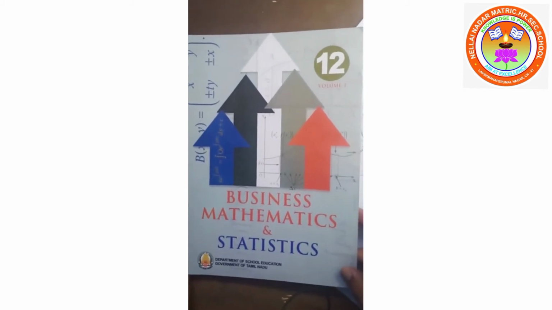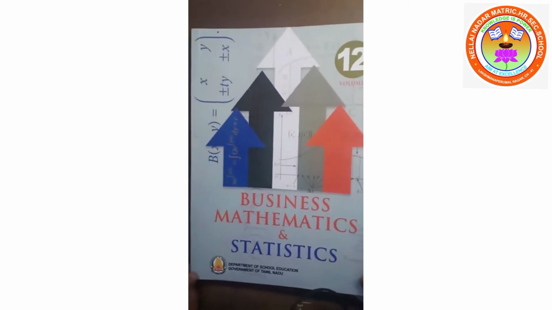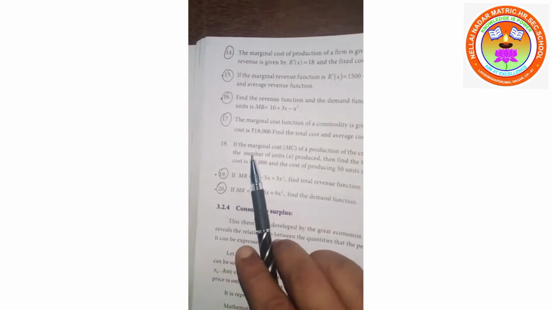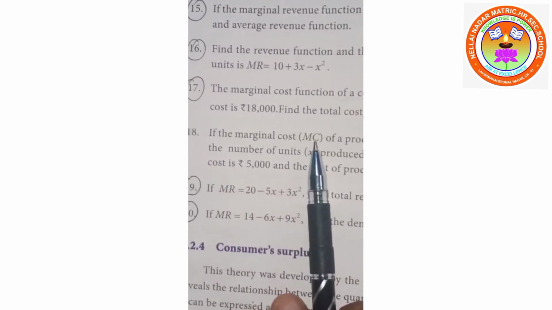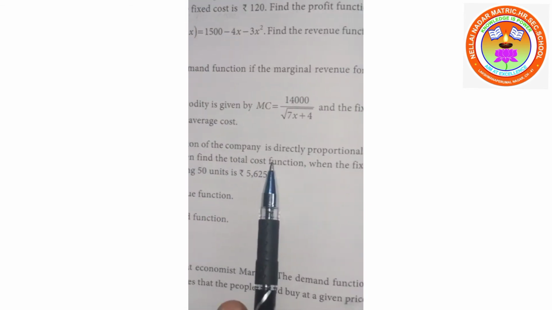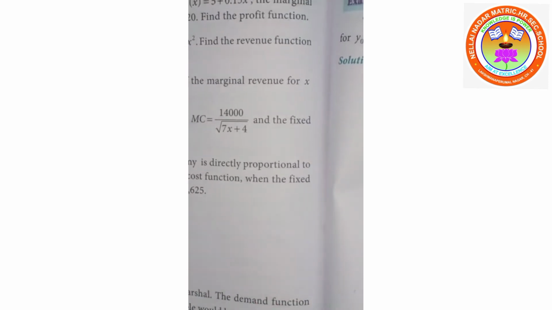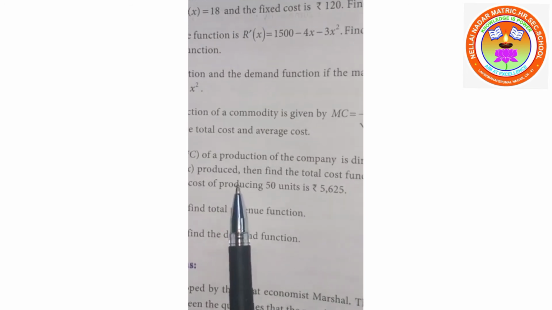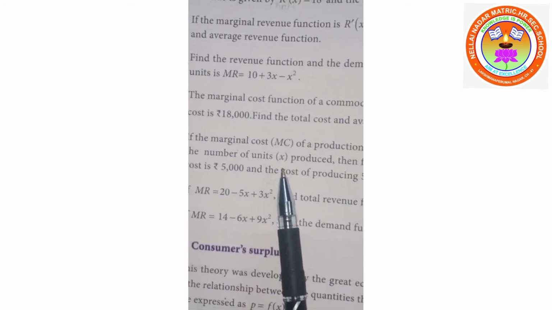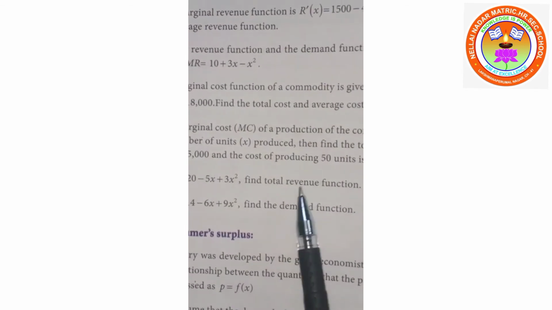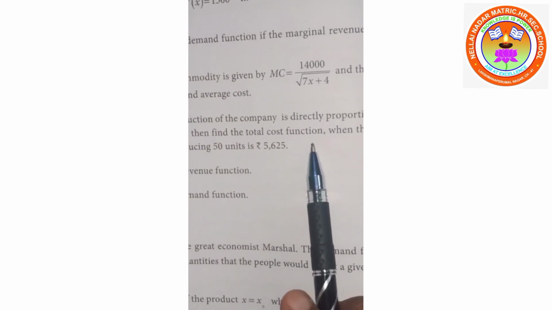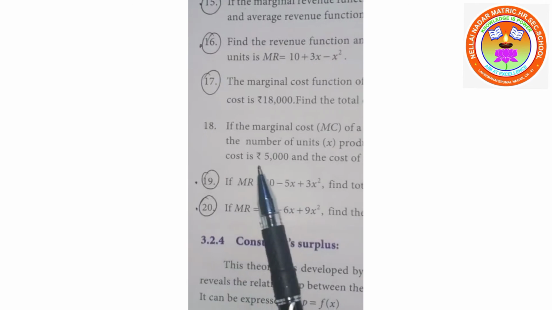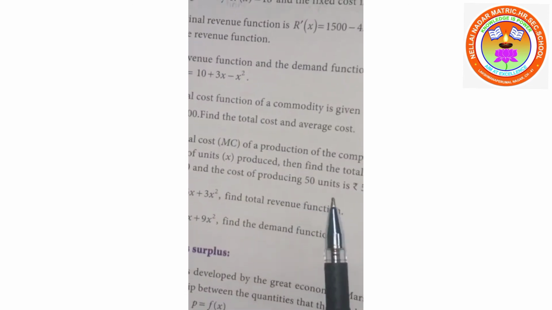Hi students, this is Sivakumar. 12th standard business mathematics and statistics, chapter number 3, continuation of exercise 3.2. Now problem number 18. The marginal cost MC of a production of the company is directly proportional to the number of units X produced. Then find the total cost function when the fixed cost is 5,000 rupees and the cost of producing 50 units is 5625.